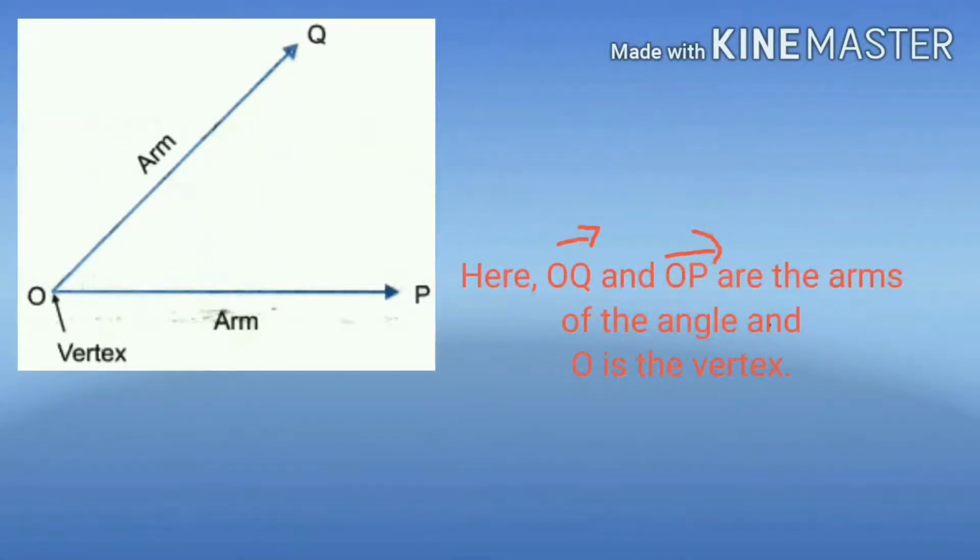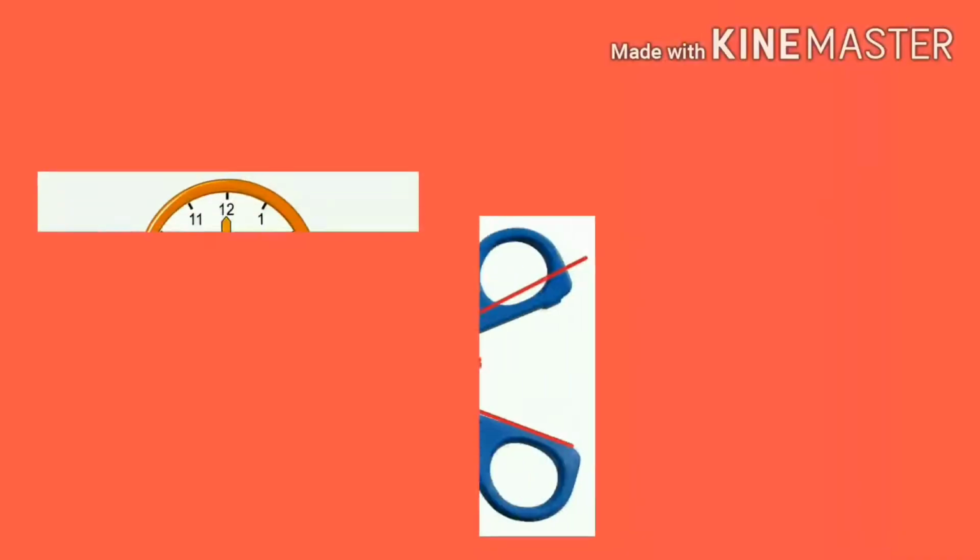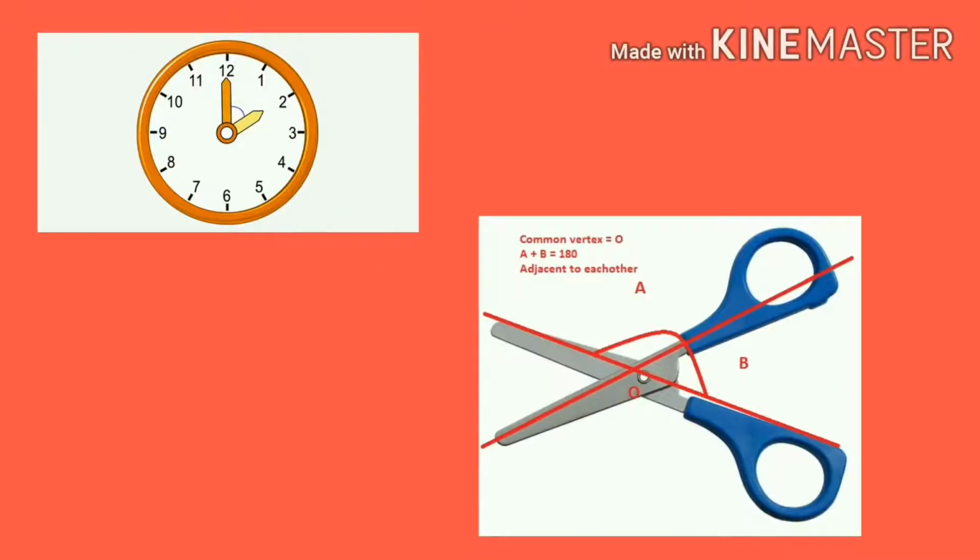Cloth hangers, scissors, arrowheads, partially open doors, pyramids, an edge of a ruler, and edges of tables are some examples of angles.